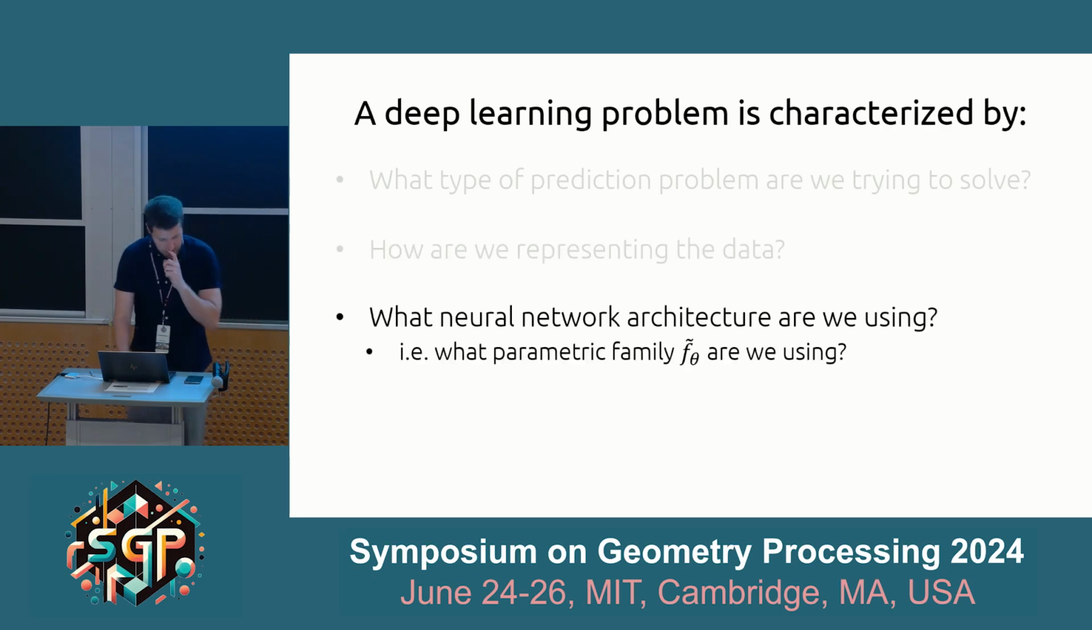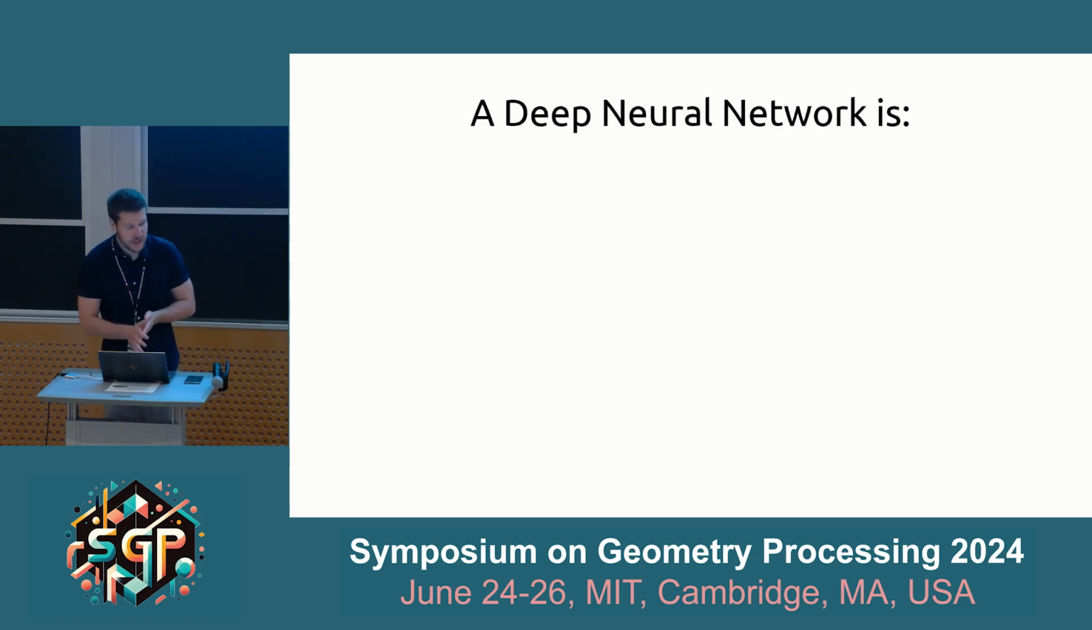So let's wrap up the last 10 or 15 minutes or so talking about this problem of what neural network architecture we want to use. How are we scoping out this parametric family of functions that we are going to then try to learn? OK, so for this, I'm going to give you a possibly overly simplistic, reductive, but I think actually very helpful way to think about what a deep neural network is.